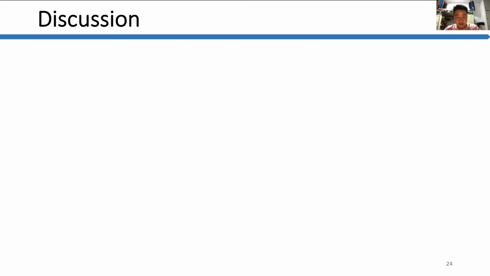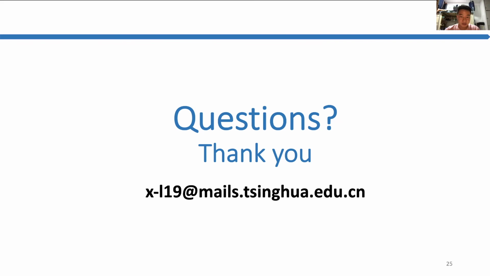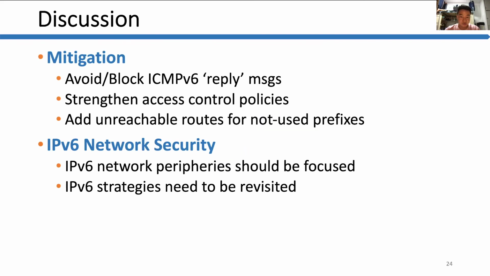Then the mitigations. To avoid exposing peripheries, routers can block the IPv6 reply messages. Second, routers should strengthen access control policies and add unreachable routes for not used prefixes. Besides, IPv6 network strategies should be revisited. So that's all my share today.